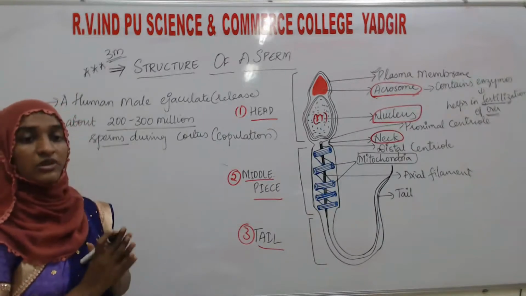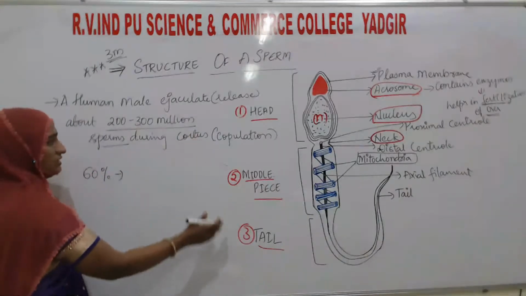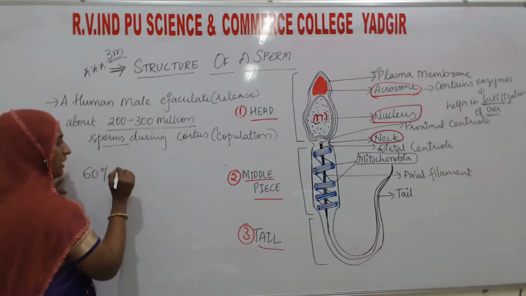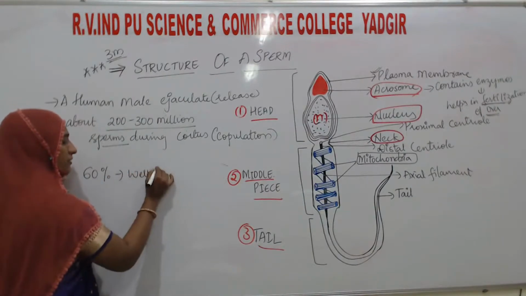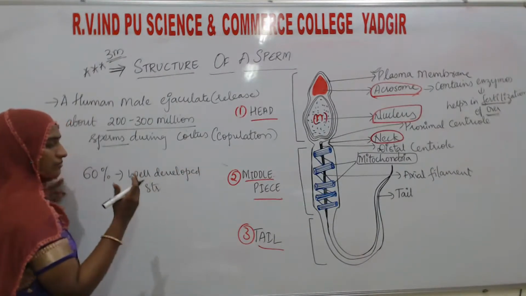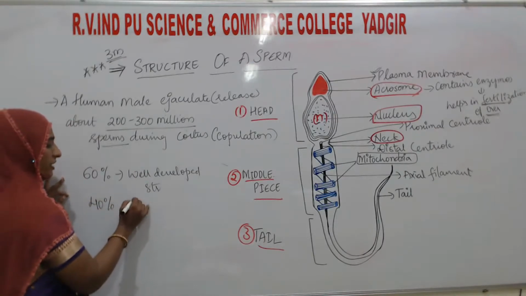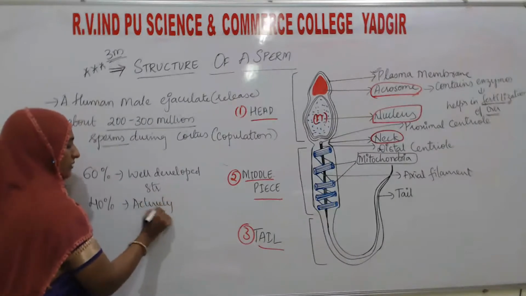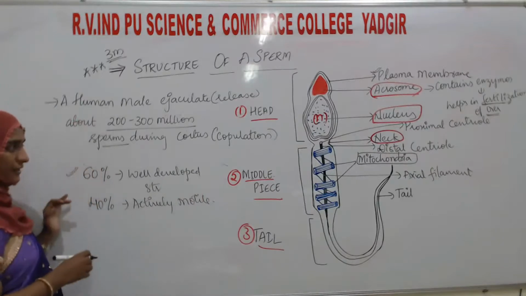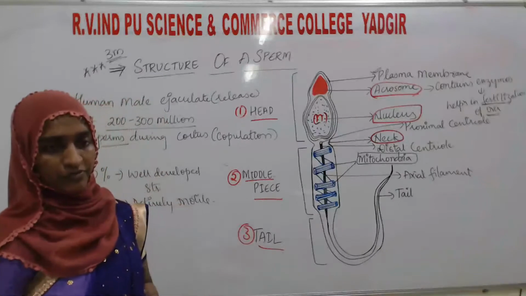For a normal sperm count, 60% of the sperm should have well-developed structures, that is head, tail, middle piece and all. And at least 40% of sperm should be actively motile. Only then can we say that a human male has a normal total count of sperms.